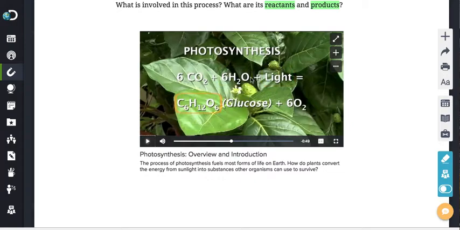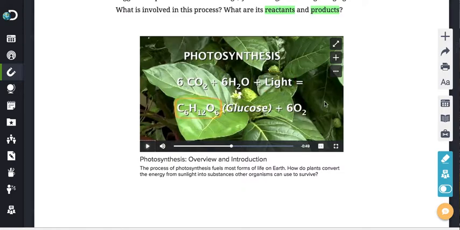And then the C6H12O6, that's actually glucose. Glucose is a sugar. And 6 O2s, that means 6 oxygens, and that's 2 oxygens combined together, and then there's 6 of them. So those are called, which of these 2 words? Reactants or products? Those are the products. That's what's produced.